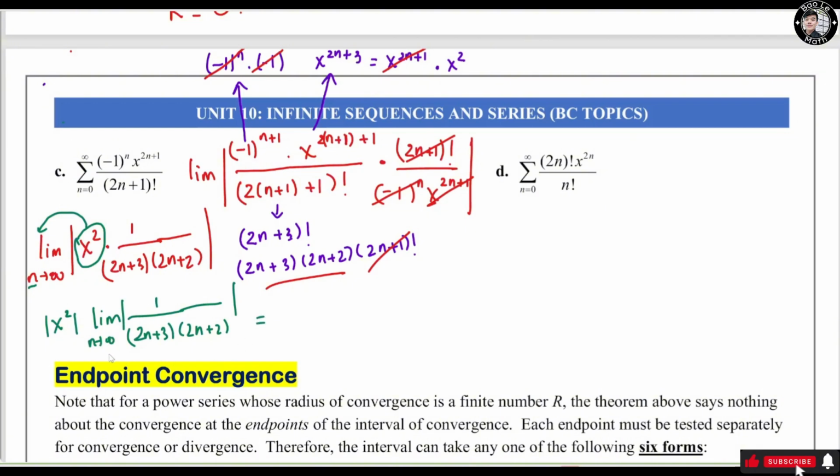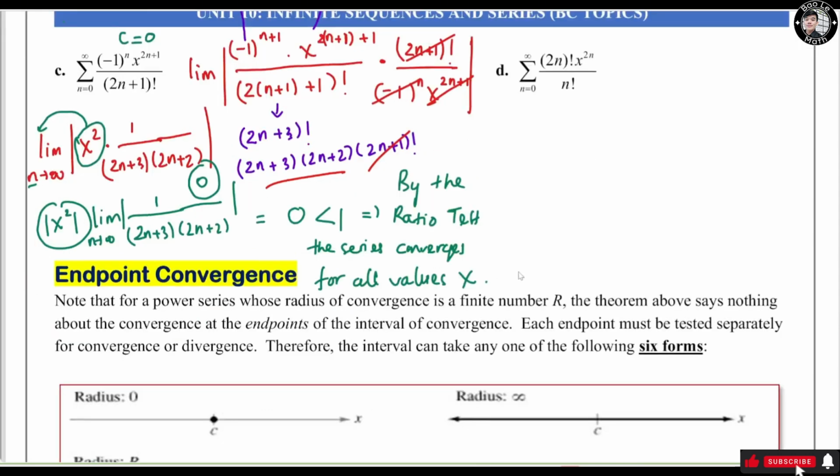Now n approaches infinity, this guy approaches 0, right? So 0 times s squared is going to be 0, right? 0 less than 1, right? So by the ratio test, this series converges, right? So we have radius is infinity.